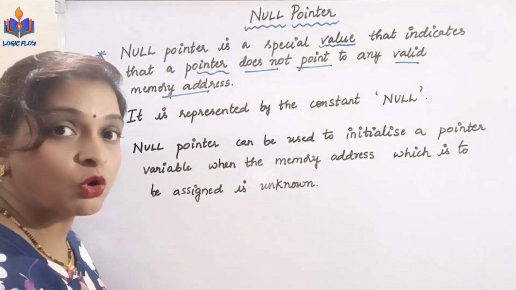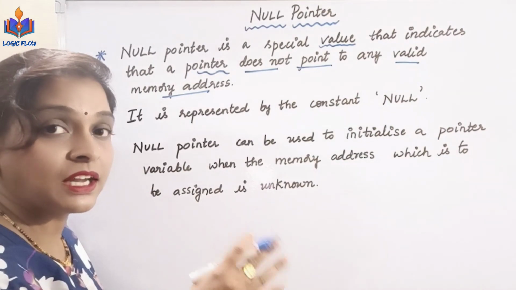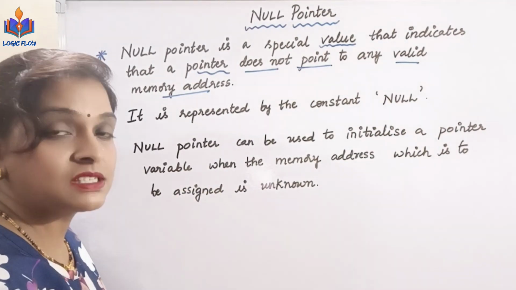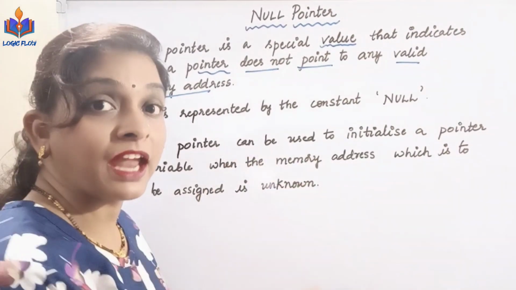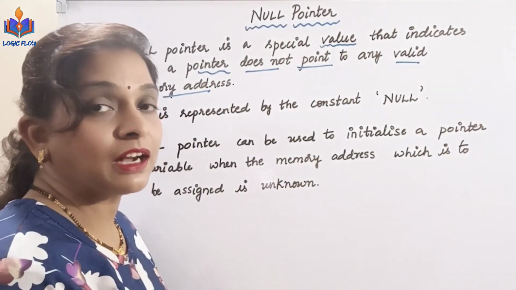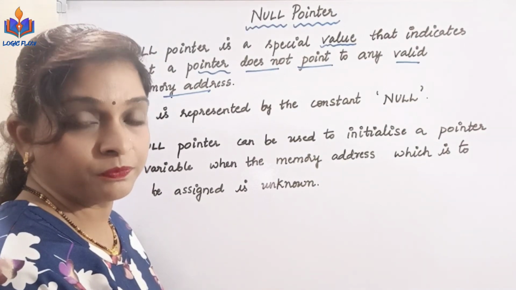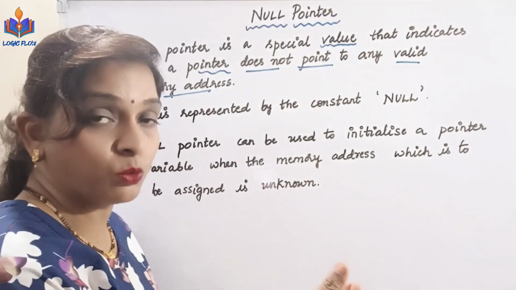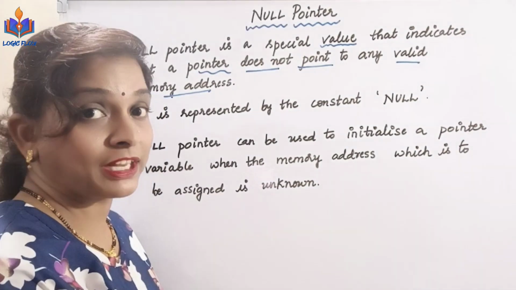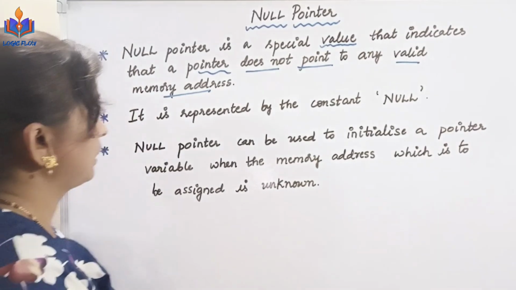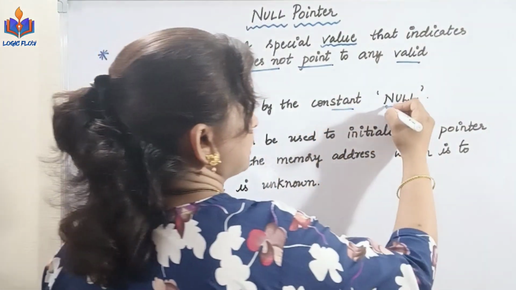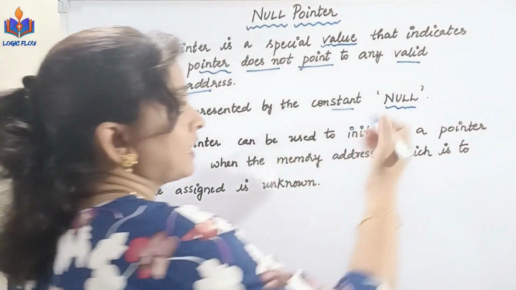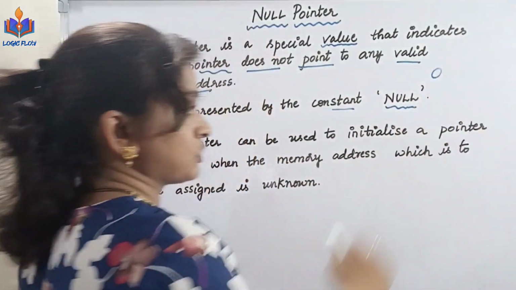So if the pointer is not pointing to any location, then I need to set that value to null. Then the compiler understands that it is not pointing to any location. So to indicate that it is not pointing to any location, I need to say that it is pointing to null. So null is a value that tells the compiler that it is not pointing to any memory location. It is represented by the constant null. So null is a value. And I can say it is indicating the value 0 also.